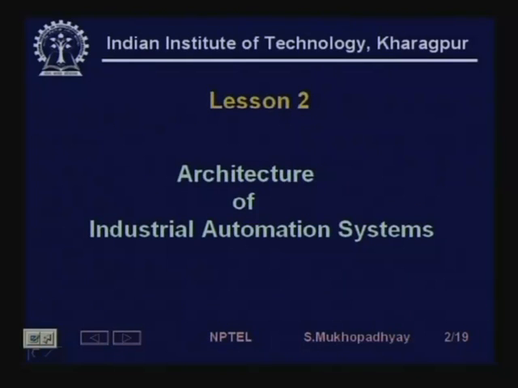Industrial automation systems as a whole are quite complex entities. If you go to a factory, you will find a bewildering array of equipment, controllers, sensors, operator displays, various cabinets containing hardware. So all these together make a factory work like an orchestra.